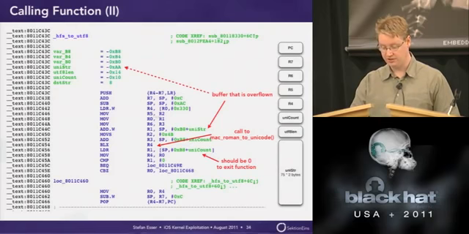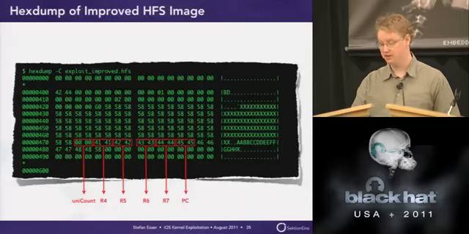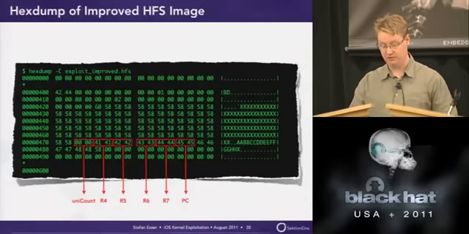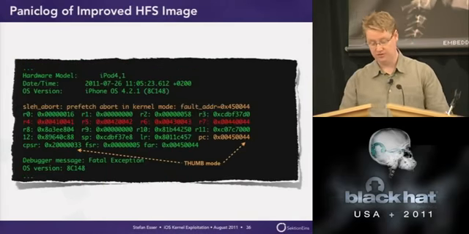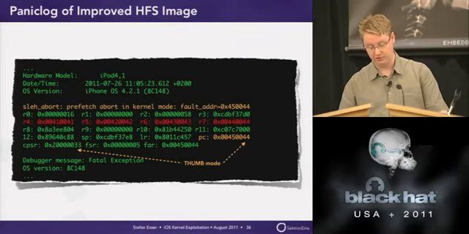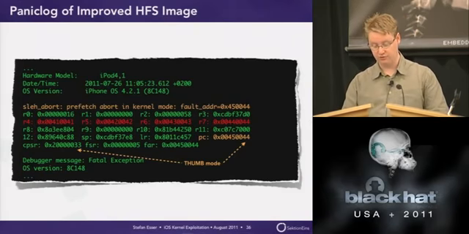And so we just improve our HFS image. And you see now we have set the unicount to 0 and try to set some values for R4, R5, R6, R7 and PC. And then we try the same thing again and get another crash dump. And now you see you control all the registers R4 to R7, and you also control the program counter.